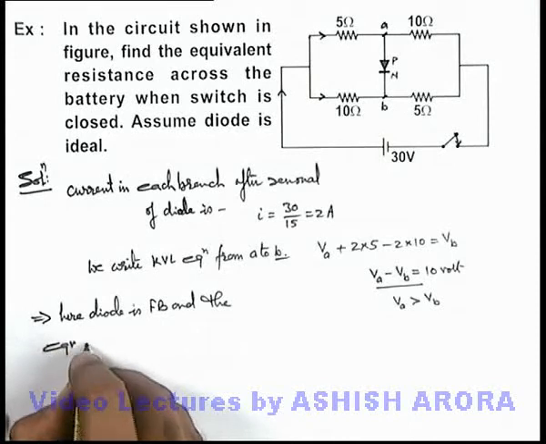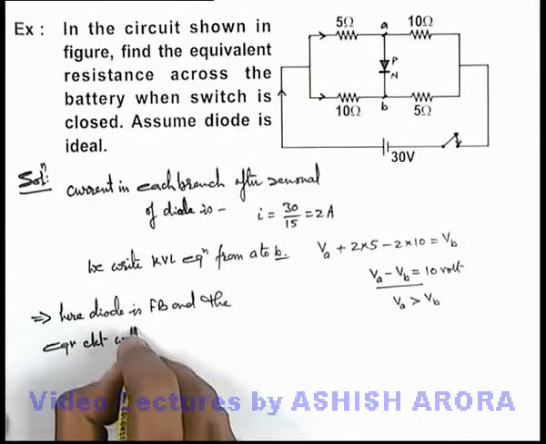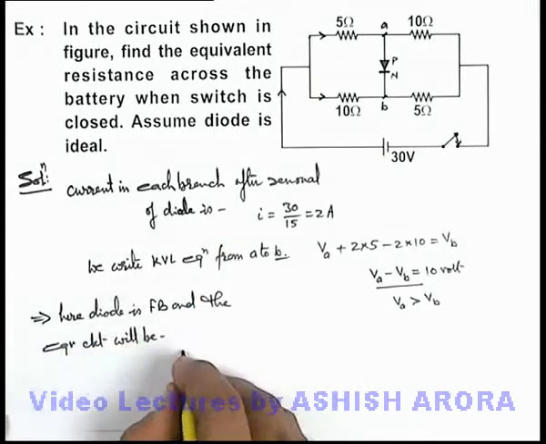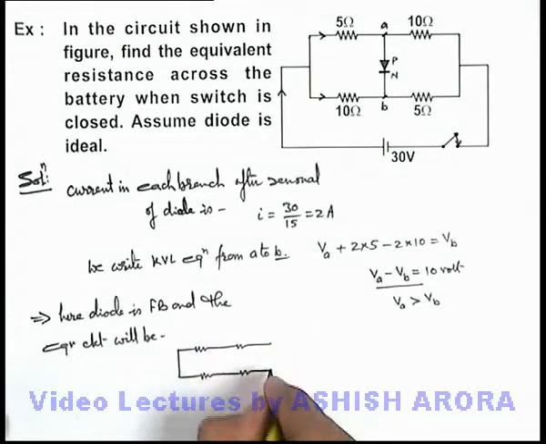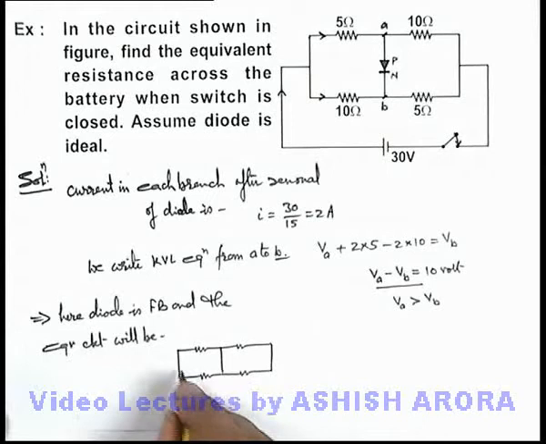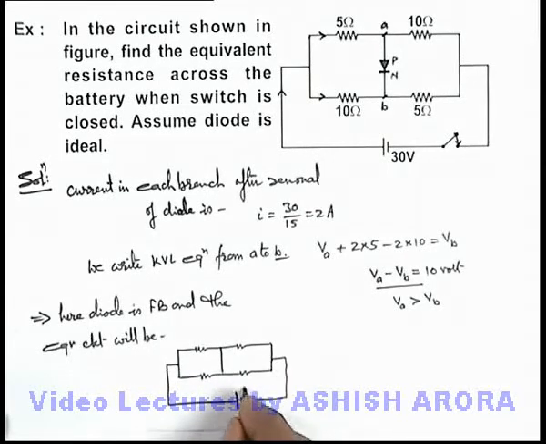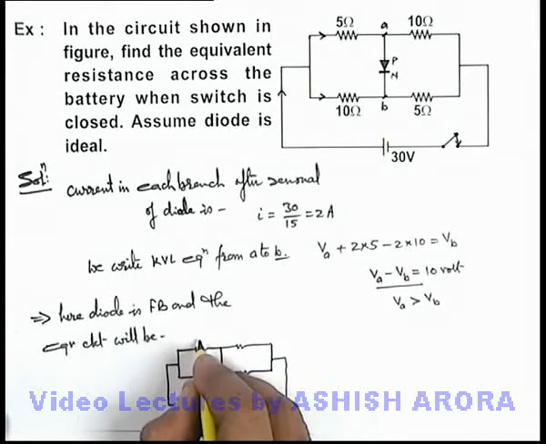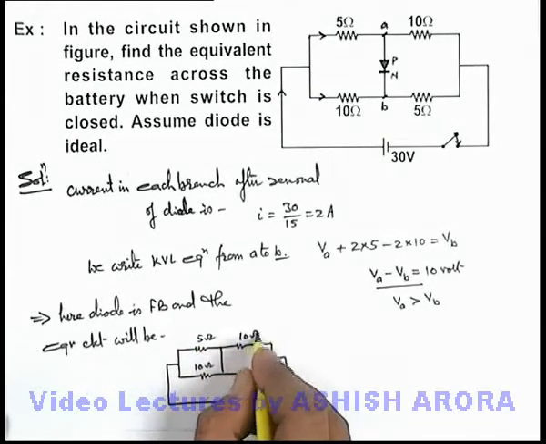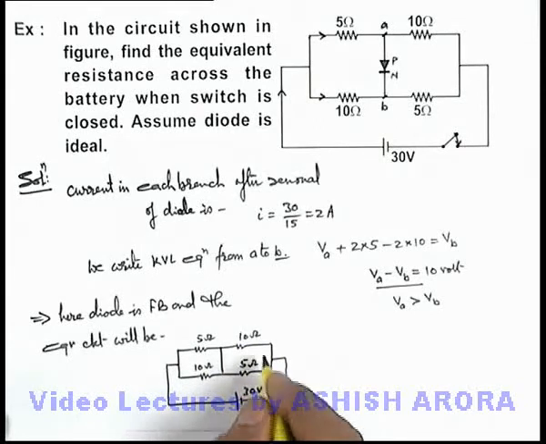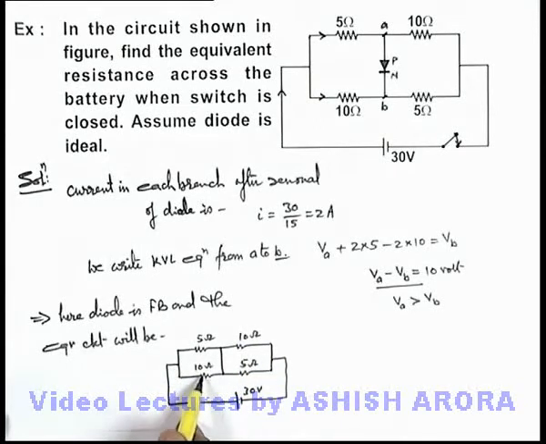The equivalent circuit we can draw like this, in which we replace the diode with a straight wire because it is acting like a forward bias, and across this a 30 volt battery is connected and the resistances are 5 ohm, 10 ohm, 10 ohm and 5 ohm. In this situation, we can see this 5 and 10 ohm are connected in parallel, and here also 10 and 5 are connected in parallel.